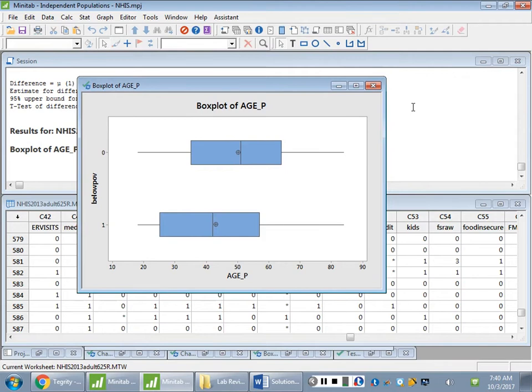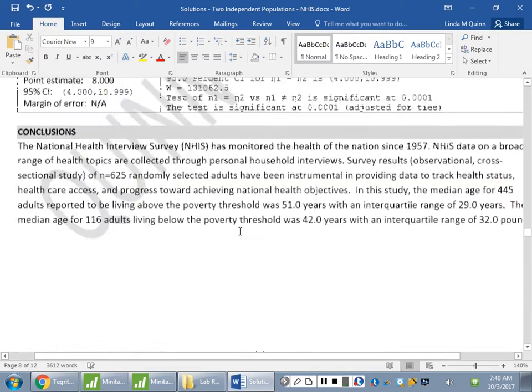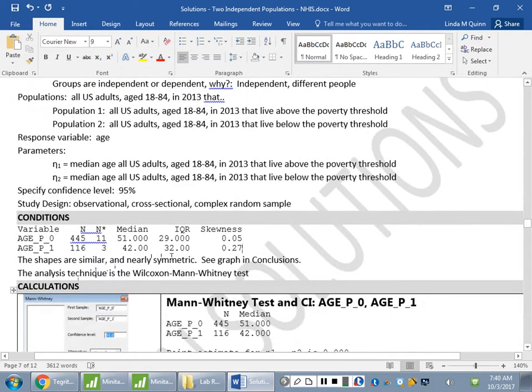So if I'm looking at this problem, and I'm thinking about the shapes, I'm really thinking about symmetry. I'm not really worried about where the medians are or the means are. Those are different questions. I'm interested in shape. I would say that the top graph there looks pretty symmetric. The bottom graph may be slightly right skewed because of that longer tail on the positive end of things. Okay? So in this case, I would probably argue that these graphs have similar shapes. Okay? So if I'm thinking about my condition section, I would have said the shapes are similar and nearly symmetric. See the graph in the conclusion section, and therefore we're going to use the Wilcoxon-Mann-Whitney test.